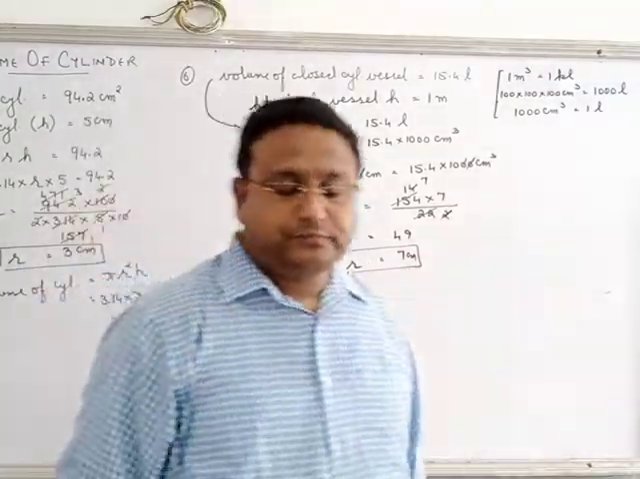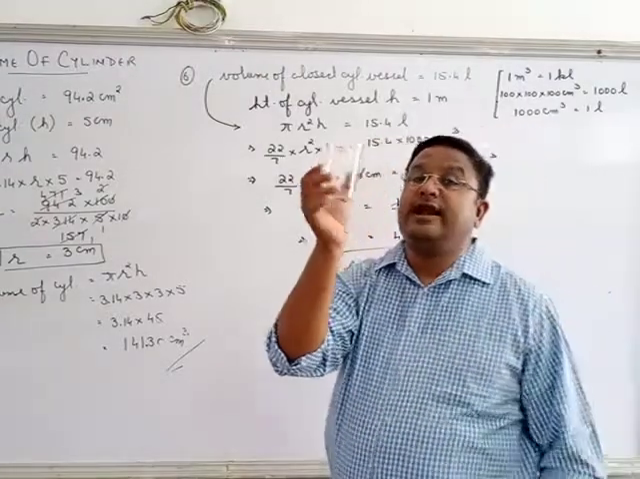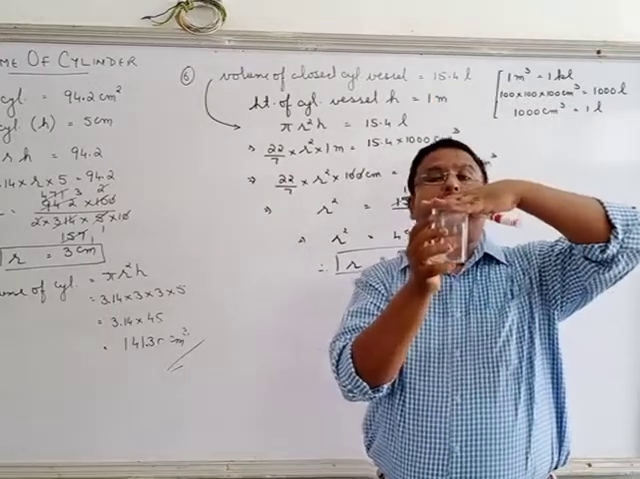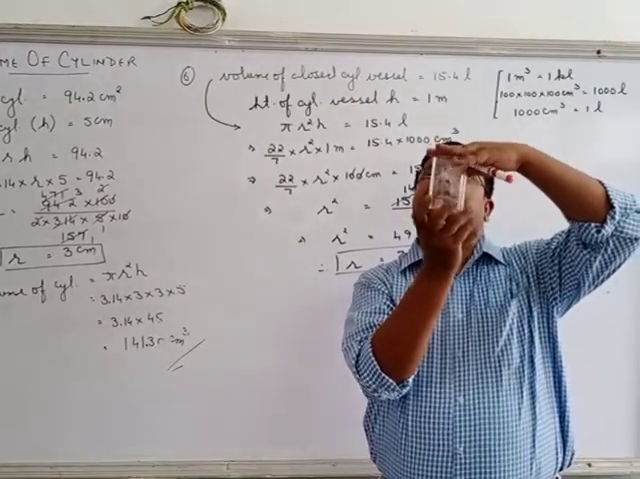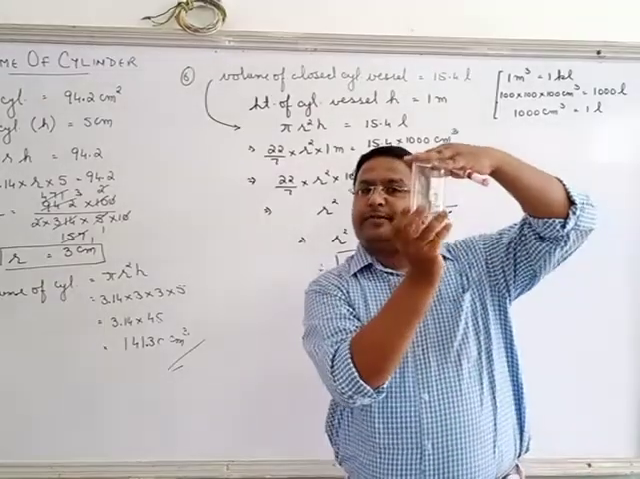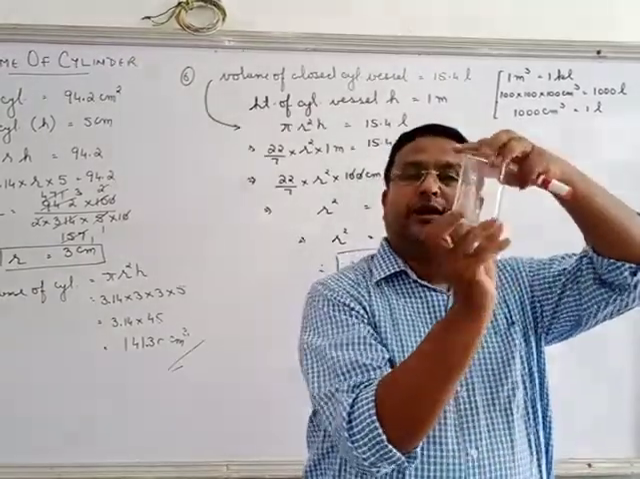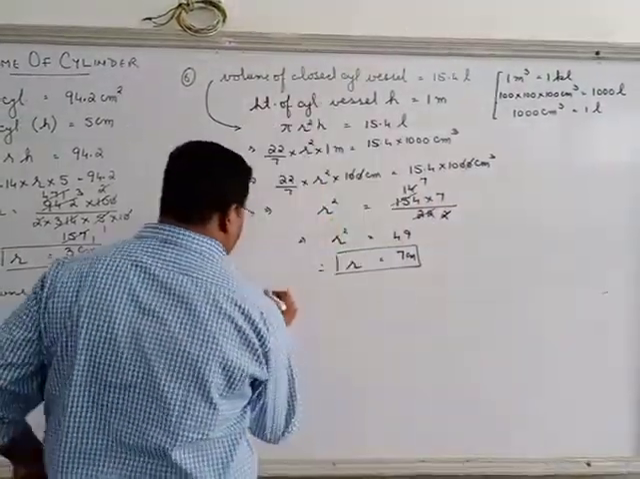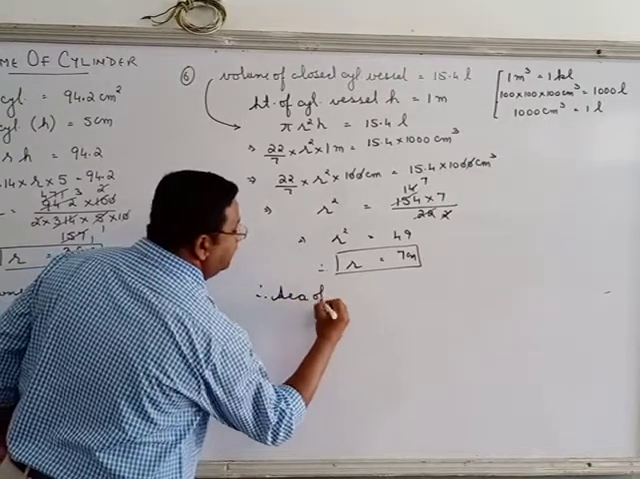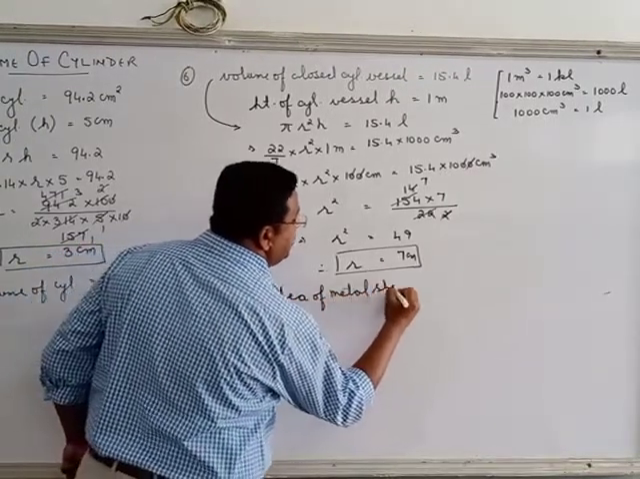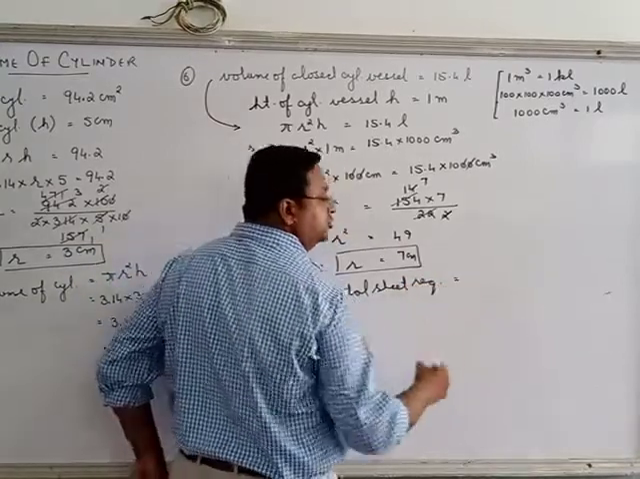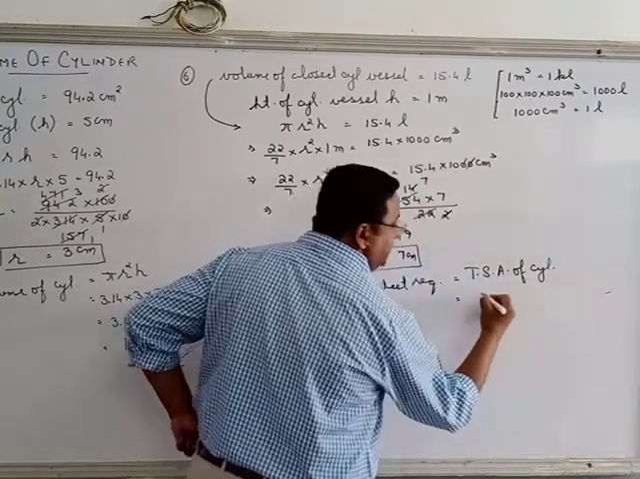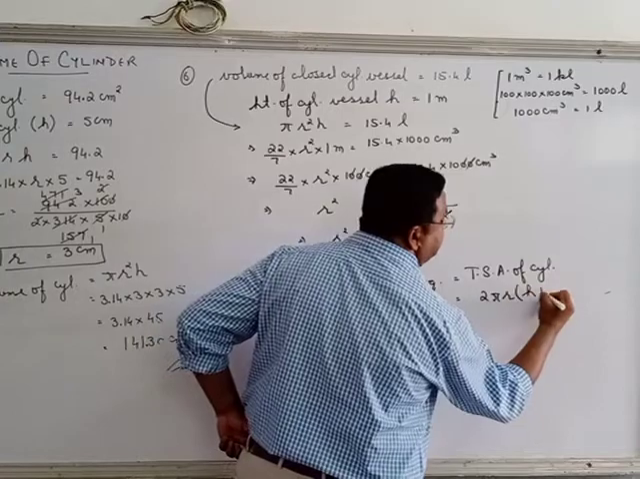Now read the question. He says this is a closed cylindrical tank or closed cylindrical vessel. Closed means it is closed from the top. So he says how much metal sheet will be required. Clear? So will it be curved, lateral or the total? It will be total: curved, base as well as the lid. So therefore, area of metal sheet required is equal to total surface area of cylinder. Total surface area of cylinder is 2 pi r into h plus r.